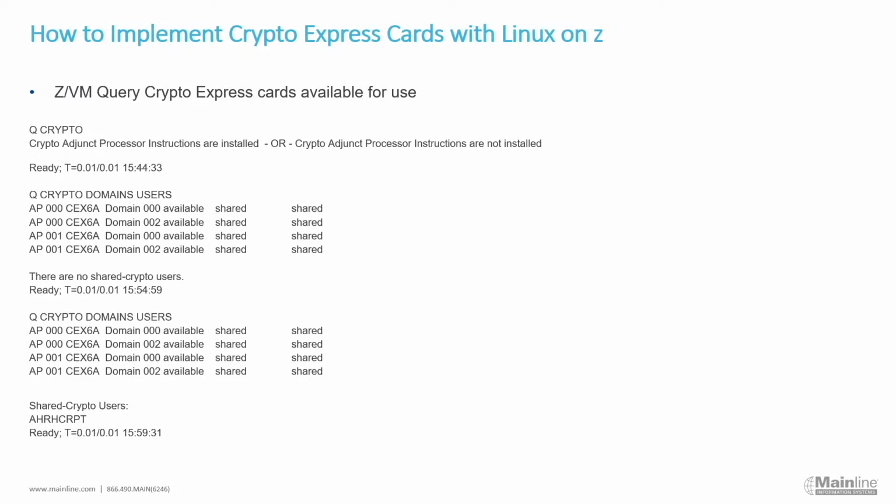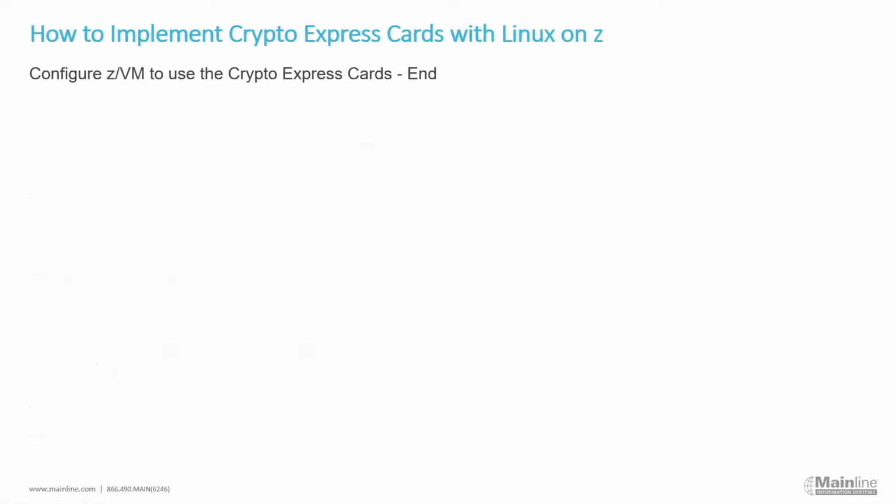And then you can do the crypto domains users, which will show how they're configured. So you'll see that I have both cards here and both of my domains, and they're shared. And then if you have a particular user that has access to these, and you do this command, you'll see that that user shows up as shared. And that's pretty much it for VM.